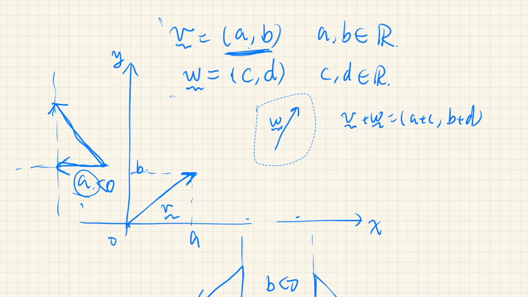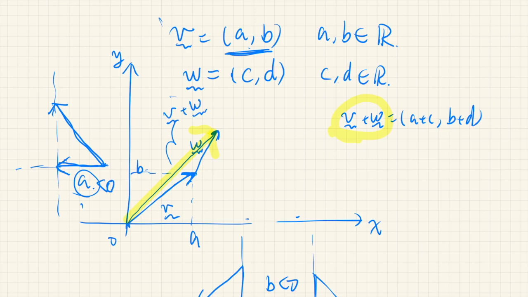First we have V and move this W so that its source point matches the target point of V, and then connect the origin to the target of W. This resulting arrow becomes the sum of two vectors. So this is V plus W. As you can see, its first component is A plus C and the second component is B plus D.